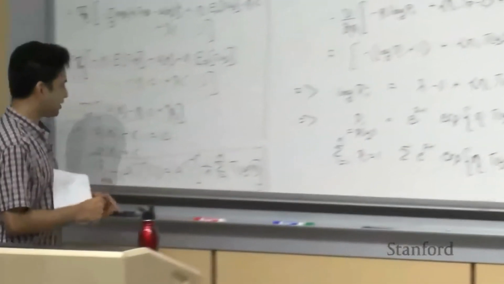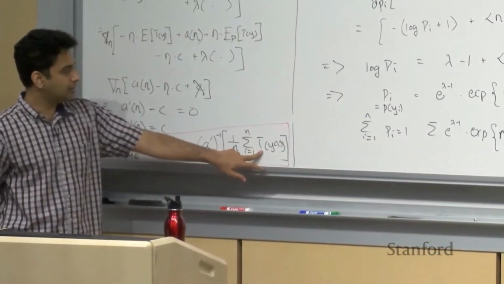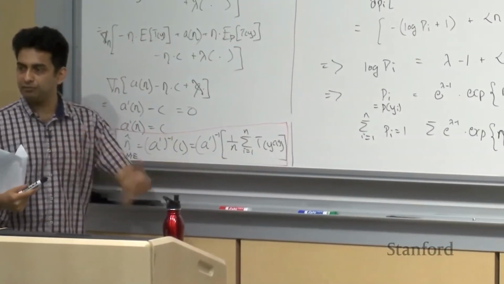So the question is, what is T here? Yes, T here, you can think of it as the vector of j functions. Exactly.